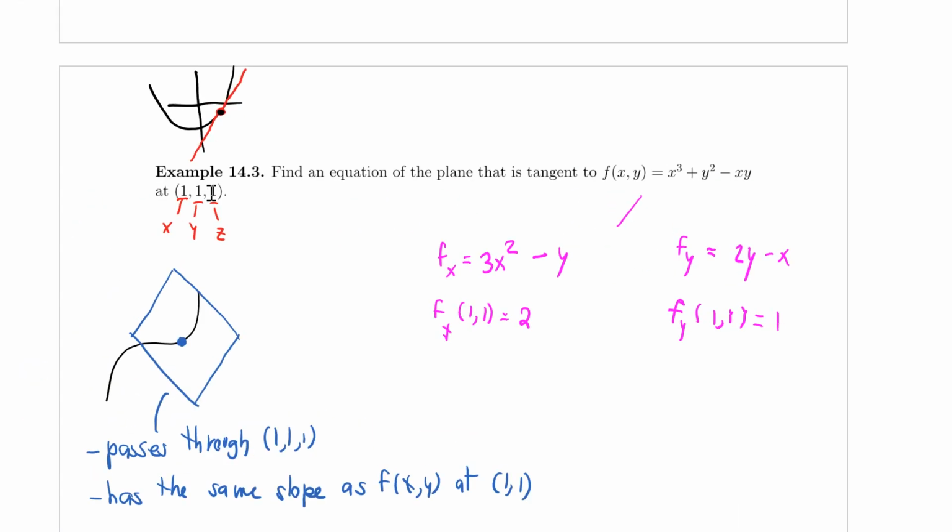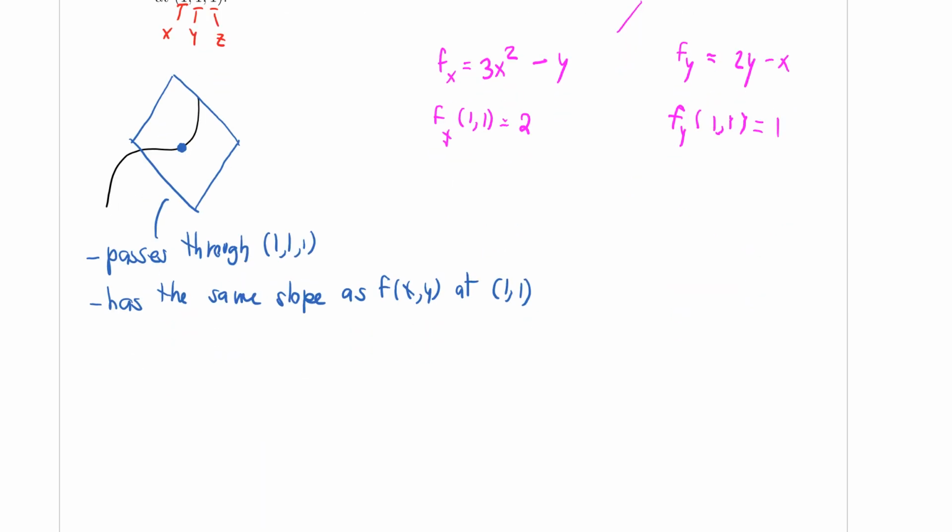So now, I'm looking for a plane that goes through (1, 1, 1), where the slope at the point (1, 1) with respect to x is 2, and the slope at the point (1, 1) with respect to y is 1. So let's recall the equation of a plane again.